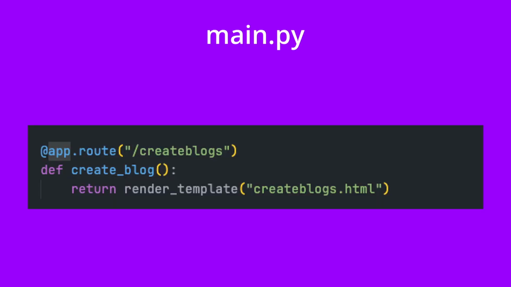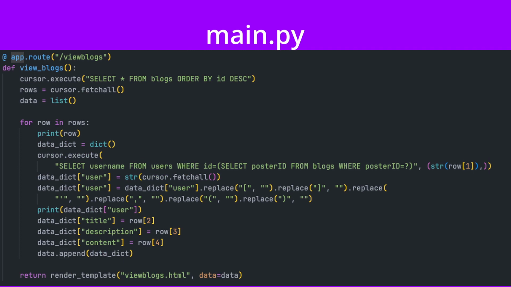/createblog renders createblog.html. /viewblogs is where I get all the blogs descending from their ID and I store those in the variable rows. Data will be a list of dictionaries. For each blog in blogs, I create a data dictionary and I get the username of the user who created the blog. Then I just store the title, description, and content and append that to the data list. Finally, I render viewblogs.html with the data parameter I used in viewblogs.